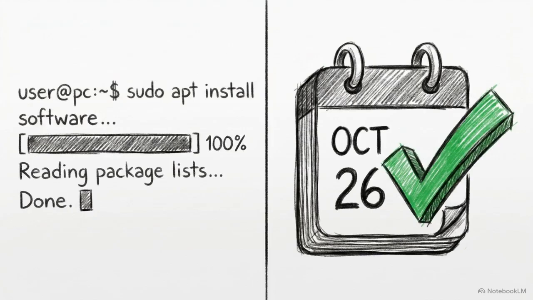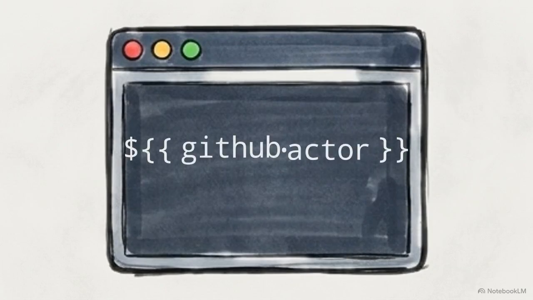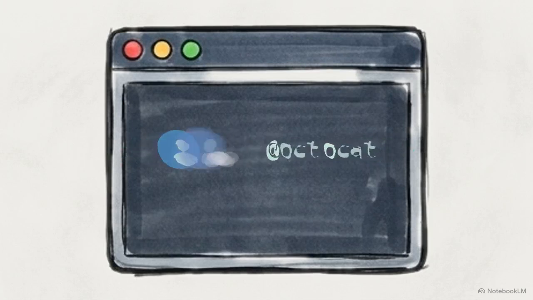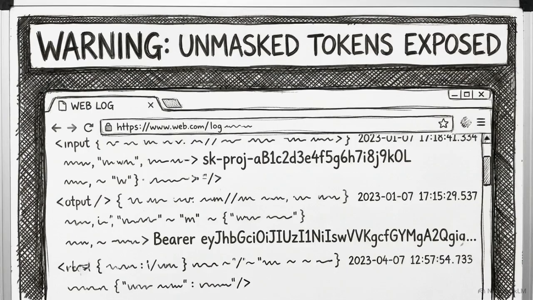Selecting the correct runner dictates exactly how much environmental control you maintain, balanced directly against the time you are willing to spend managing those servers. Workflows often require dynamic data at runtime. Instead of hard-coding values directly into the YAML, we inject them using contexts. Look at this property dereference syntax. By wrapping the variable github.actor in double curly braces, the runner pulls the exact username of the person who triggered the run.